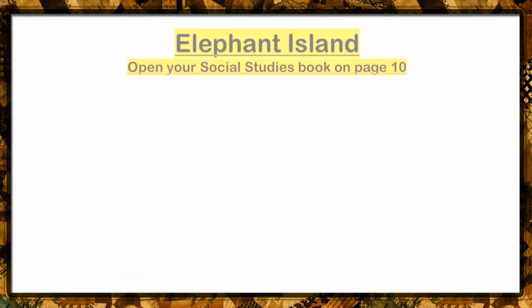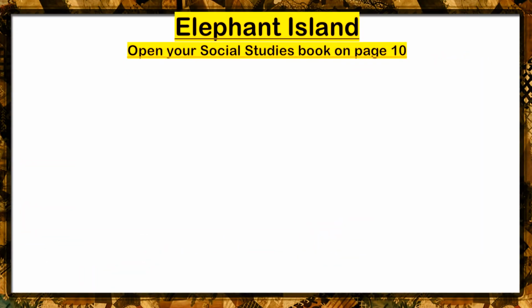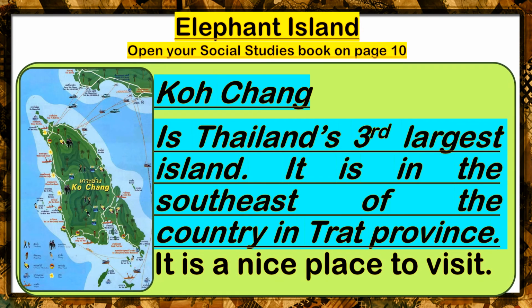Read about the Elephant Island. Please open your social studies book on page 10. Koh Chang is Thailand's third largest island. It is in the southeast of the country in Trat province. And yes, it is a very nice place to visit, and I'm hoping to visit this place someday.